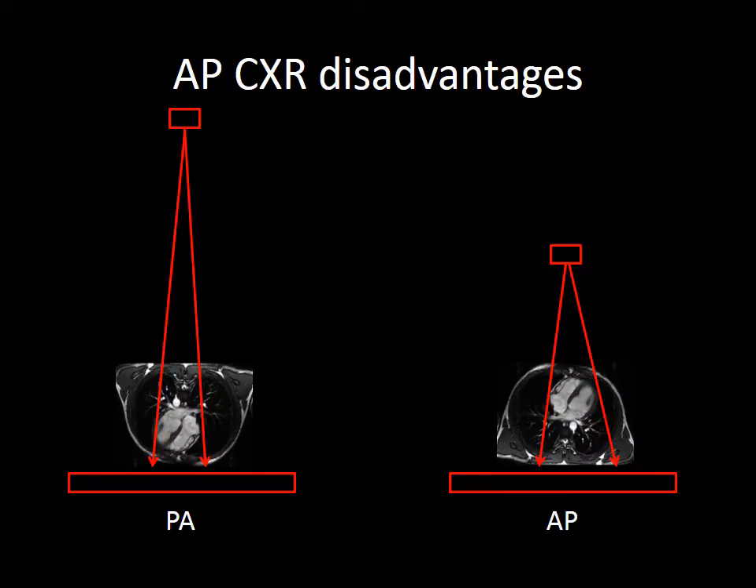The reason that the mediastinum is significantly magnified in the AP view is because the x-ray tube is closer to the chest, resulting in more beam divergence. In addition, the heart is further away from the cassette in an AP film. This is a diagrammatic representation using corresponding axial MRI images.